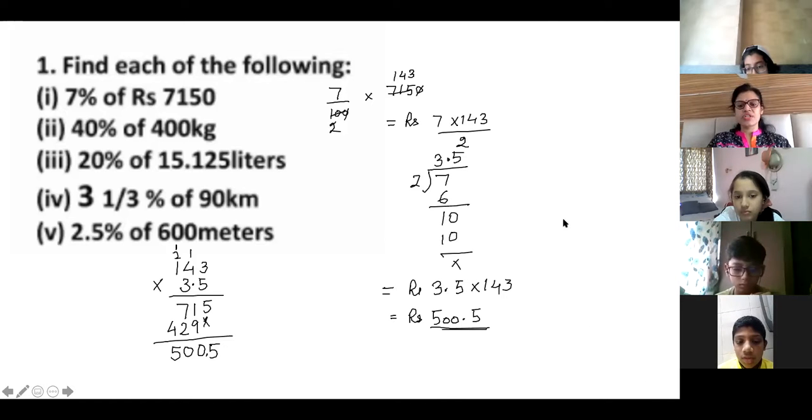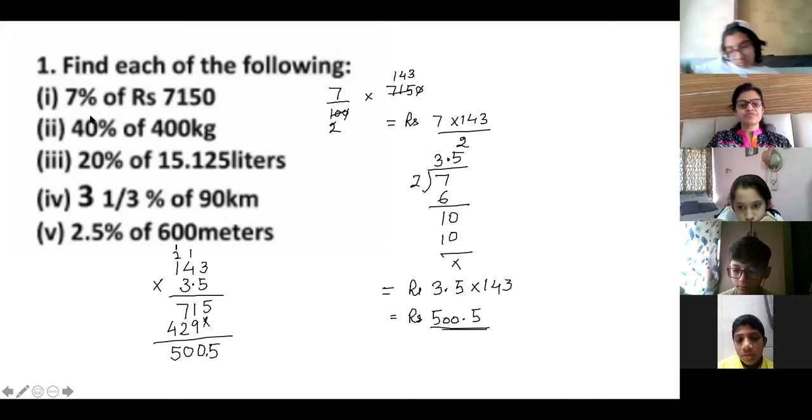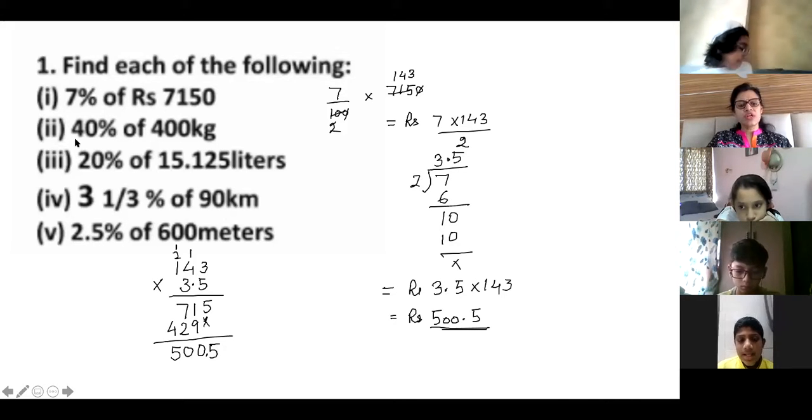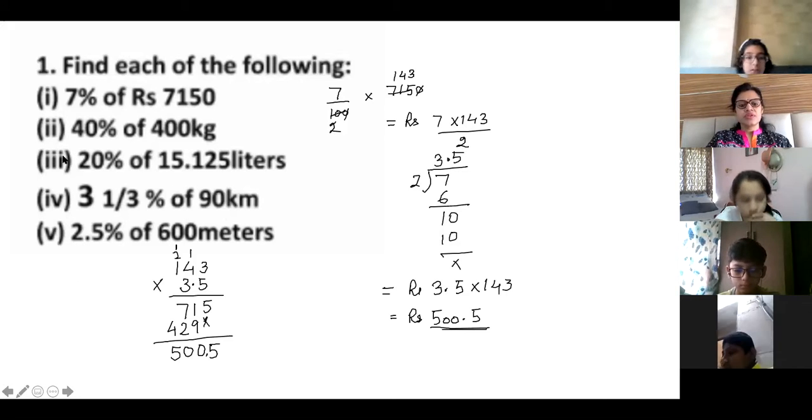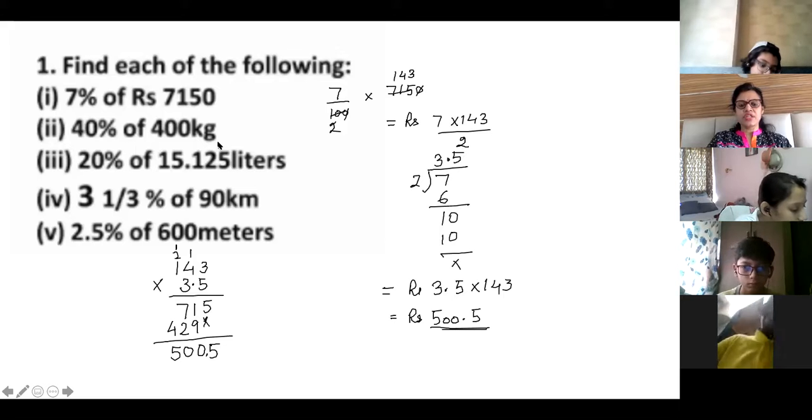The first question, everyone? Write down the first question. All of you. All the questions should be done in your notebook. Okay. Now, next one you do 40% of 400 kg. Write down the question 40% of 400 kg and give me the answer.